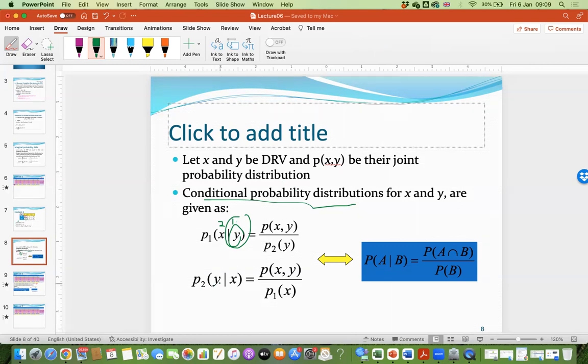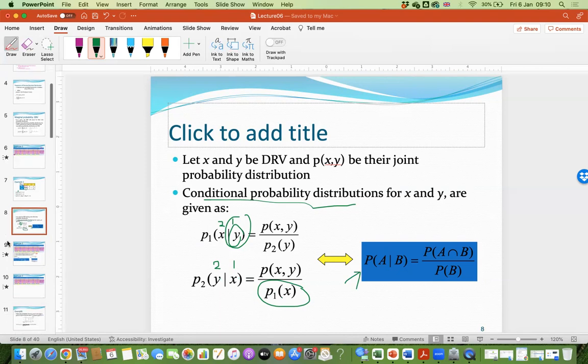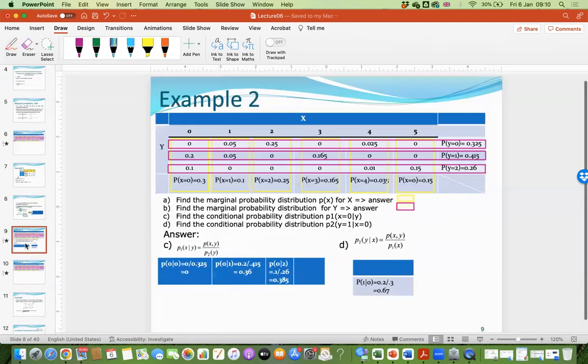For P2, y given x, this one first, and then given x, y happen. So, in this case, we need to find the marginal probability of Px. It's quite similar with the Bayesian theorem. Okay, so let's go to the example just now. Find the marginal probability distribution Px for x.